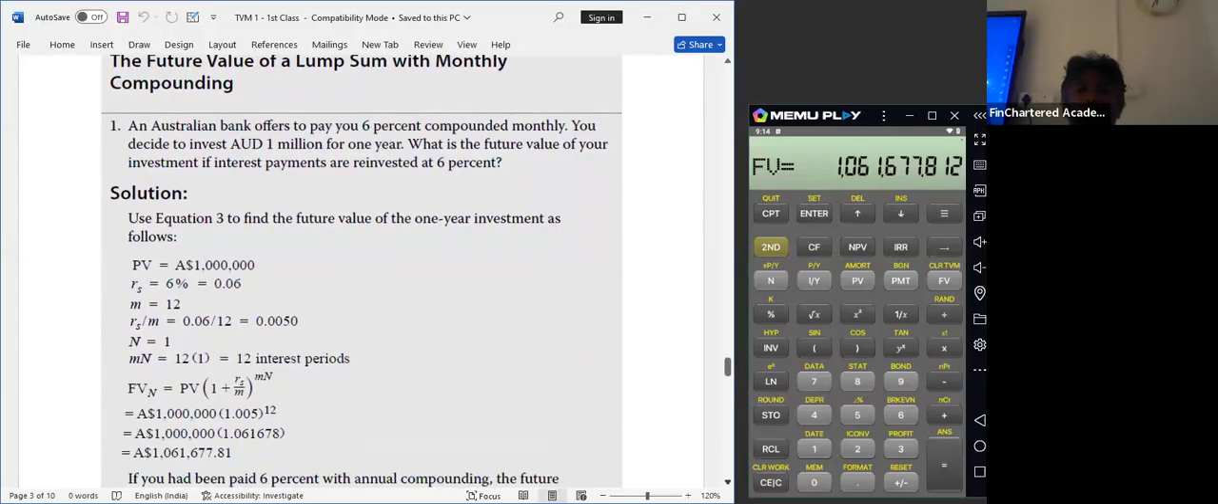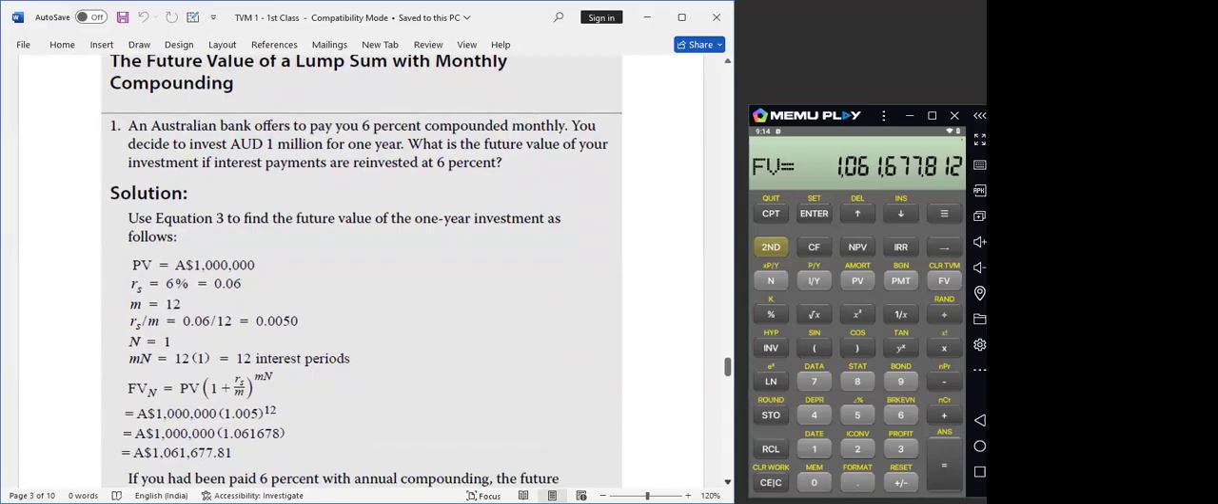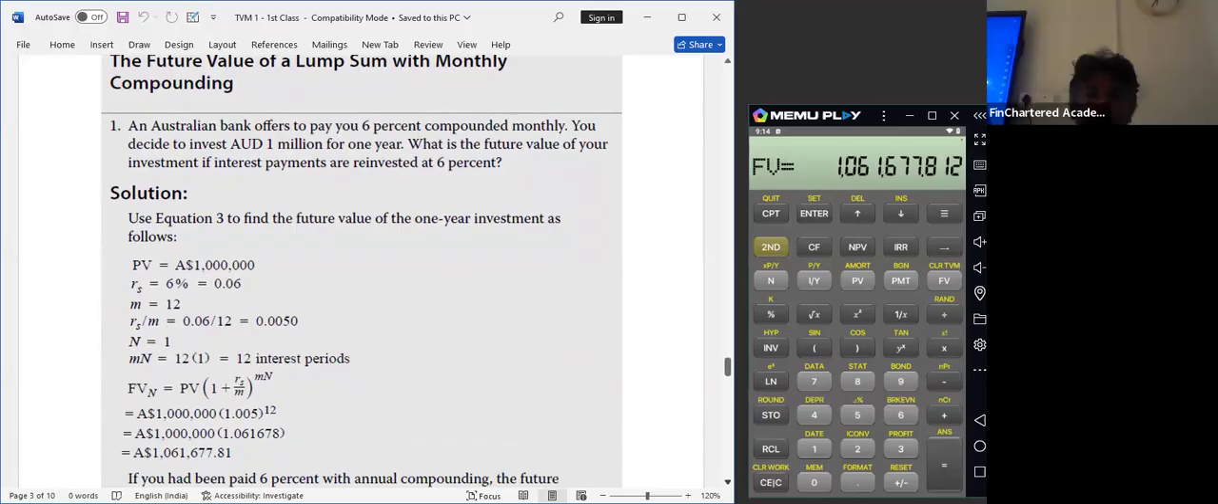Were you able to get this one? Bharti, were you able to get this one by yourself? Yes, sir. Okay, done. Then let's proceed. Any doubts? Please ask me, guys.